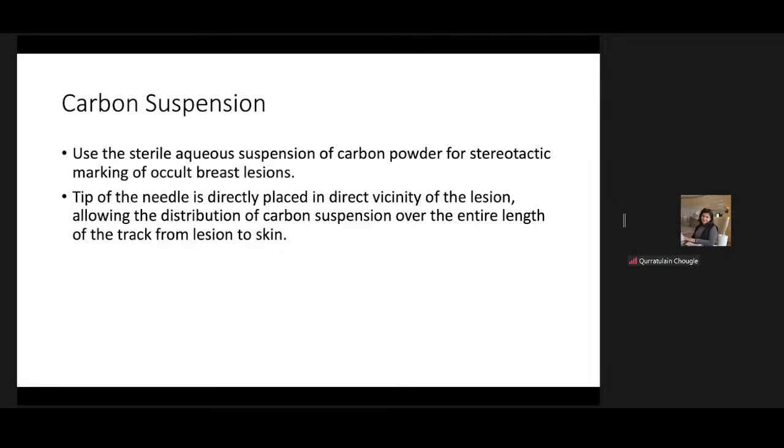Coming towards the end of my talk, talking about carbon suspension, I do know of some colleagues who use this in Europe. So there is a sterile aqueous suspension of carbon powder for a stereotactic marking of occult breast lesions. Tip of the needle is directly placed in direct vicinity of the lesion, allowing the distribution of the carbon suspension over the entire length of the tract from lesion to skin.